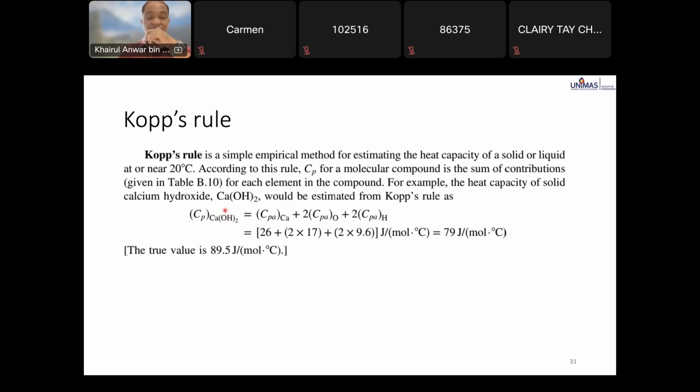So the 2 here refers to the chemical expression. So Cp for solid calcium hydroxide is approximately equal to 79 joule per mole degree C. The true value is 89.5 joule per mole degree C. Not sure where to get this value, but normally it's available in Perry's Chemical Engineering Handbook, Volume 2.